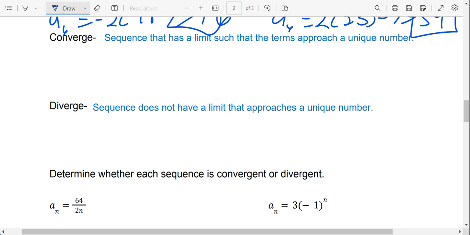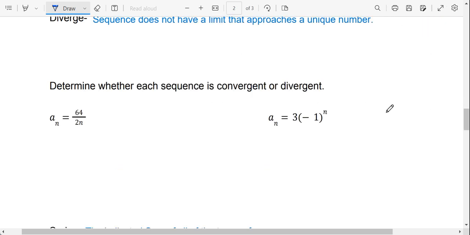Converging and diverging. So converging is a sequence that has a limit, such that the terms approach a unique number, and then diverging is a sequence that does not have a limit that approaches a unique number. So if we were to have a number n in your sequence, as that increases, it's getting closer to the same number, then it's going to converge. If it's not going to any specific number, just like increasing forever or decreasing forever, then it's diverging.